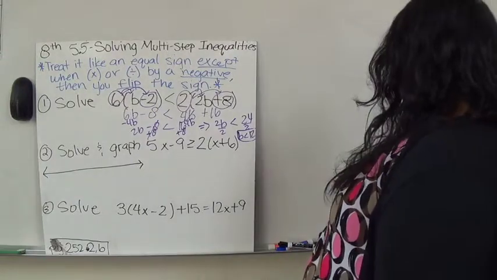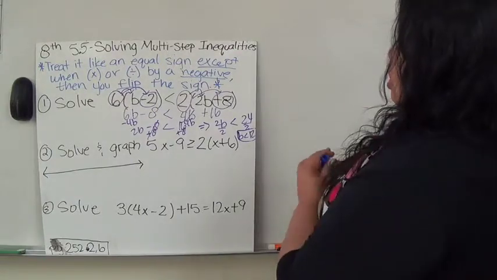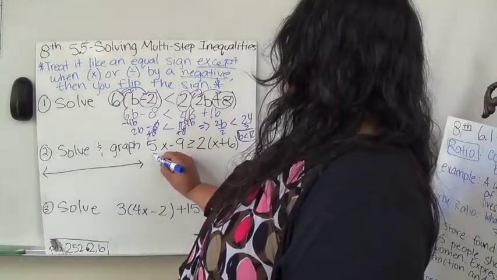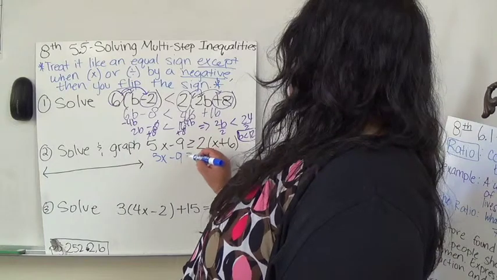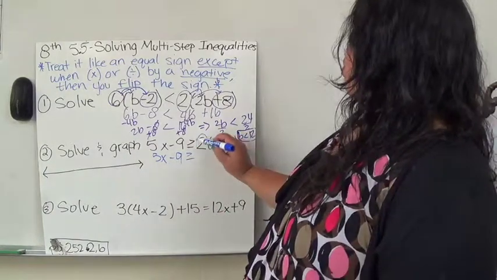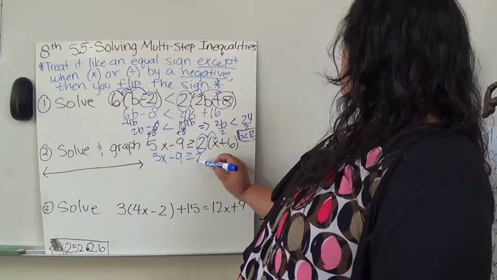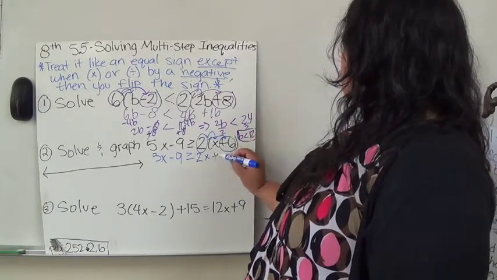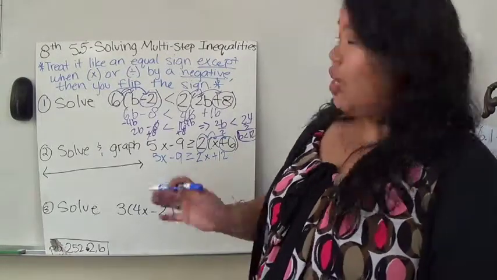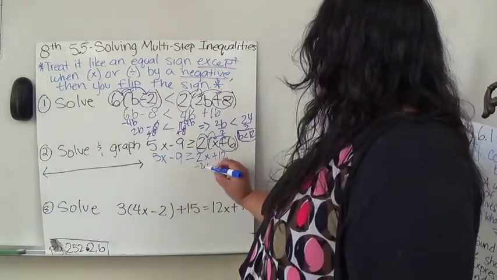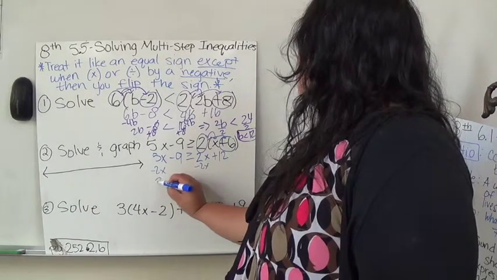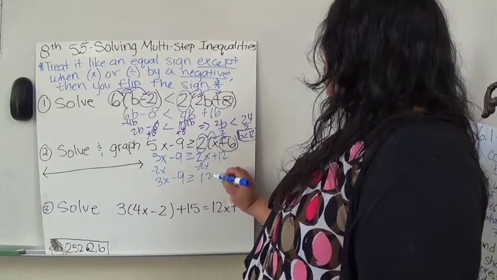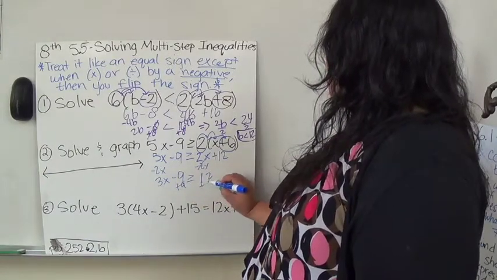All right? The next one, they want us to actually graph, okay? So I'm going to solve this, 5x, I'm going to bring this down. -9 is less than or equal to, because what I need to do first and foremost is distribute. So this ends up with 2x, and then this distributes to +6, which is +12, okay? Now I can start shifting. I'm going to subtract 2x from both sides, giving me 3x minus 9 is less than or equal to, this cancels out, 12. And I'm going to add 9 to both sides.